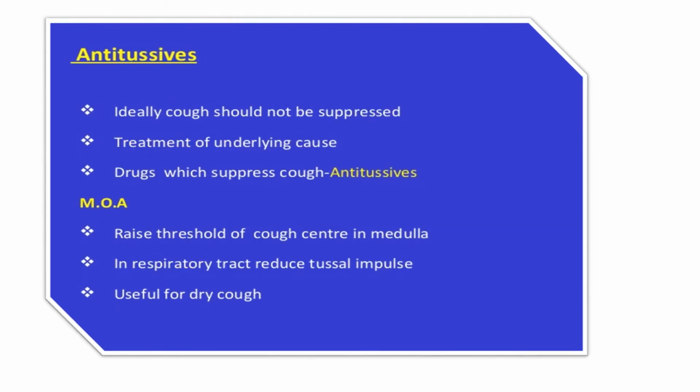Coming to antitussives, what we usually say is that a cough should not be suppressed until and unless we treat the underlying cause. The cough will just go off. So here, when it is a disturbance for the patient, we try to suppress the cough. The drug which suppresses the cough is known as antitussive. How does it act? It raises the threshold of the cough center in the medulla. In the respiratory tract, it reduces the tussive impulse, and it is helpful in dry cough. When there is no expectoration, we can use antitussives just to suppress the cough.